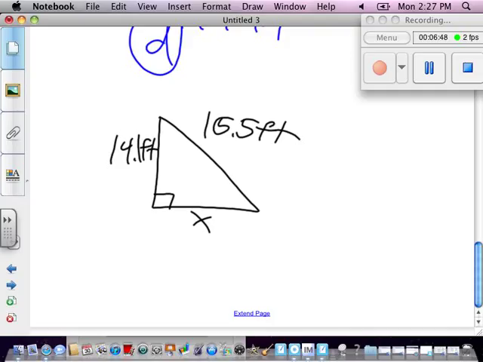So I'm not going to do these. You're going to have to do these on your own. Okay? Anybody having trouble with 7?